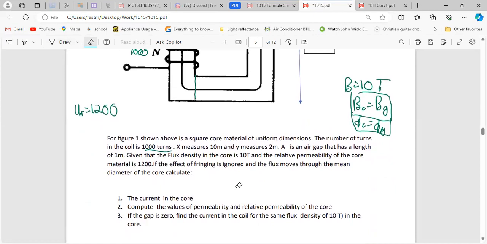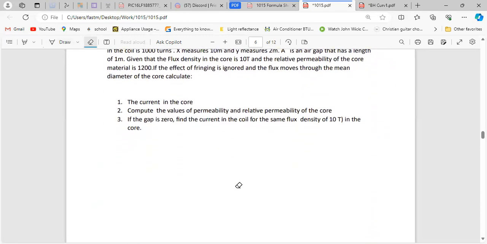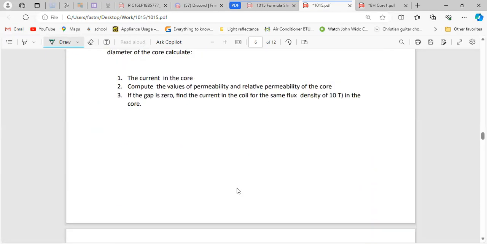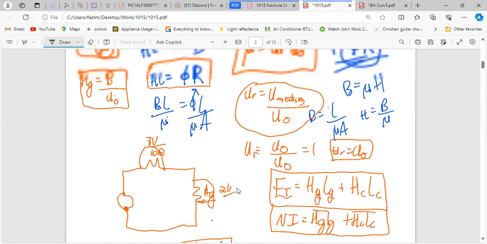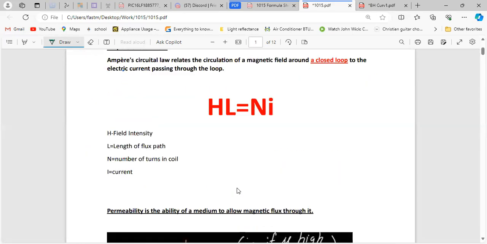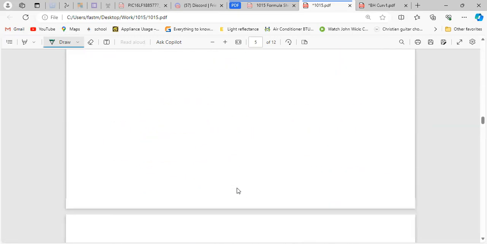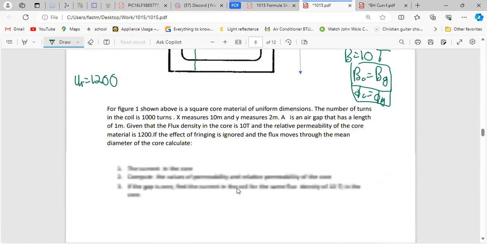Calculate the current in the core. The first thing I like to do is write down what they give me. So they give me B, and B is 10. The permeability is 4 pi times 10 to the minus 7, which is mu zero. I don't think I added the unit with this one, so I go back to the question.